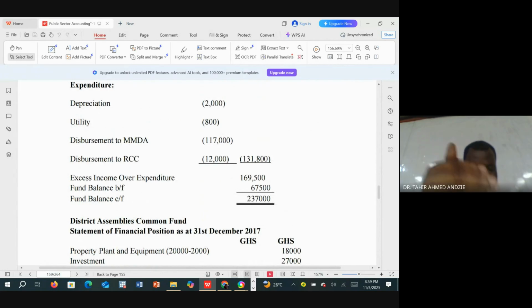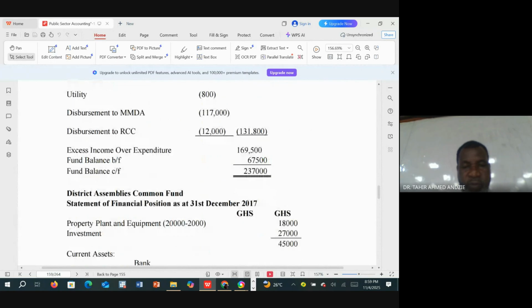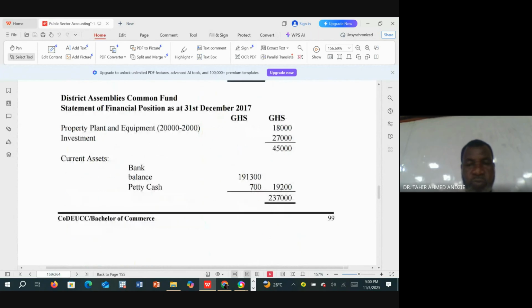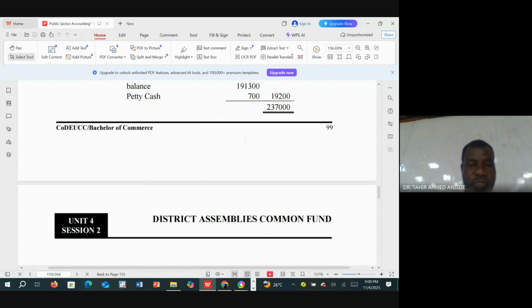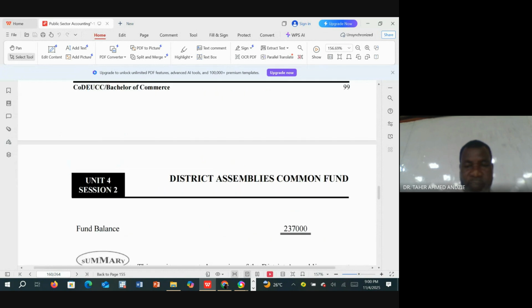Then you add the opening stock you have to the closing stock, and you have the balance of fund. Okay, fund balance at the end of the year. So now, if you come to the statement of financial position, we are just trying to show the assets and liabilities to get the fund balance, right?